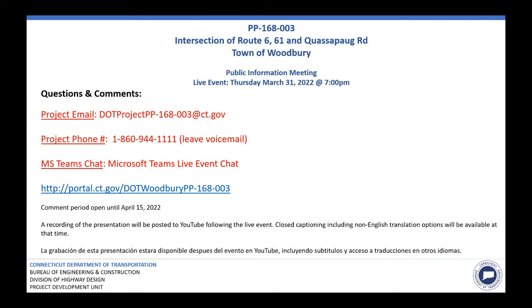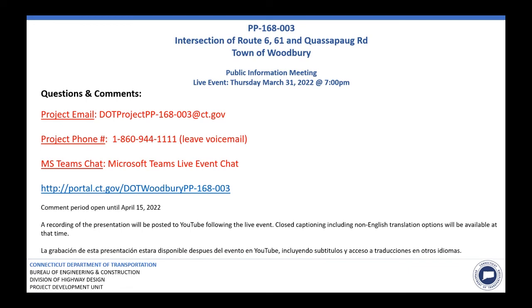We have a comment coming in via voicemail. Another resident is in support of the roundabout option. Thank you very much. More coming in via voicemail. This one is from a resident who lives 1 mile north of the intersection. They are not in favor of the roundabout. They believe it is overkill for this intersection, and that Quassapaug needs to be elevated. I'm assuming he's referring to Quassapaug Road, which intersects Route 6 and 61.